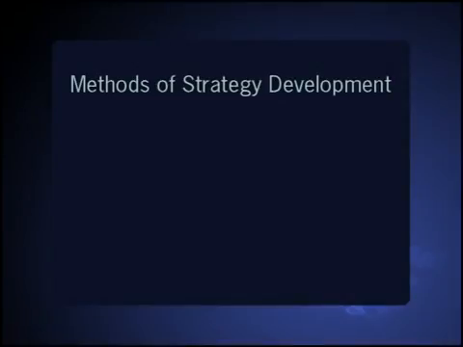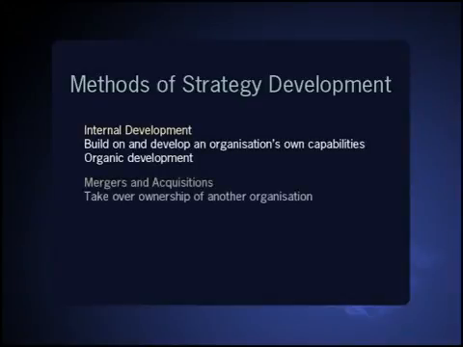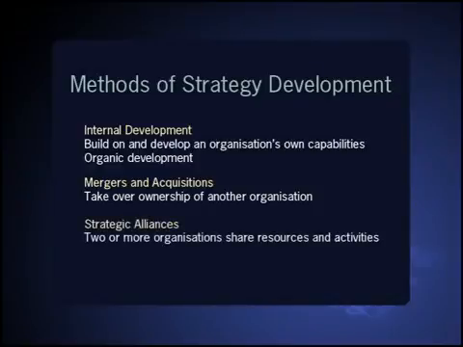For any direction of development, an organisation still has to decide the method they will use to achieve it. And there are three broad methods. First of all, they could do it themselves. This is what we call internal development. Secondly, they could merge or acquire an organisation who is already doing it. So this is merger and acquisitions. Or thirdly, they could actually work with another organisation and do it in partnership. This is what we call strategic alliances.